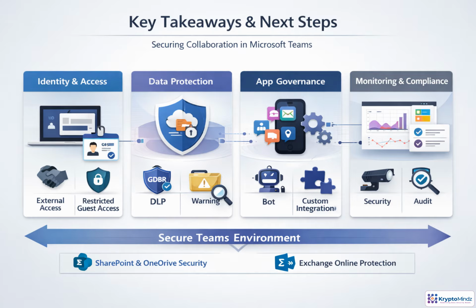Team security works best when identity, collaboration, data, apps, and monitoring are governed together. Decide who can join, how meetings and messages behave, where files are protected, and which apps can access data. Then align those choices with Purview, DLP, retention, audit, and e-discovery. Next, we apply the same hardening mindset to SharePoint, OneDrive, and Exchange Online.